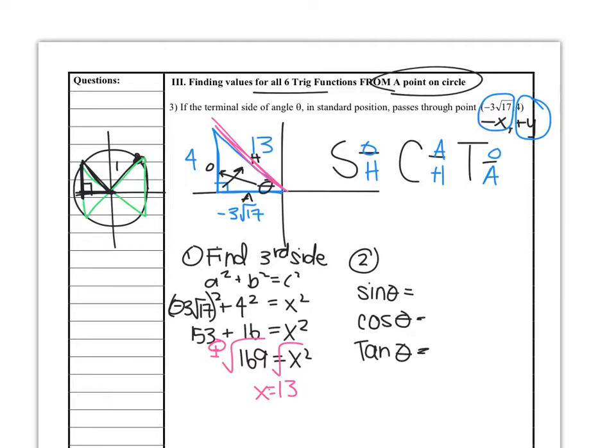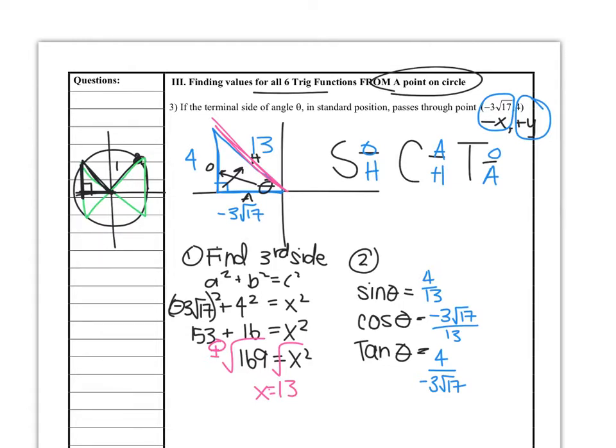Sine is O over H. So my O side is 4, my H side is 13. Done. Cosine is A over H. Negative 3 square root 17 over H, 13. Tangent is O over A. 4 over negative 3 square root 17.